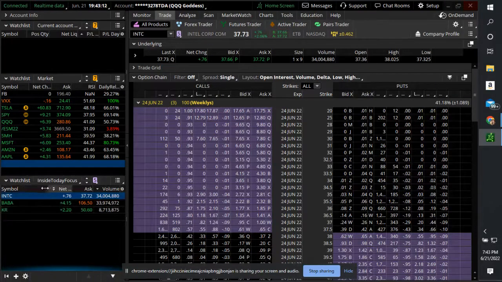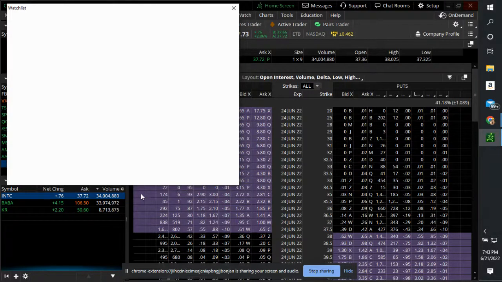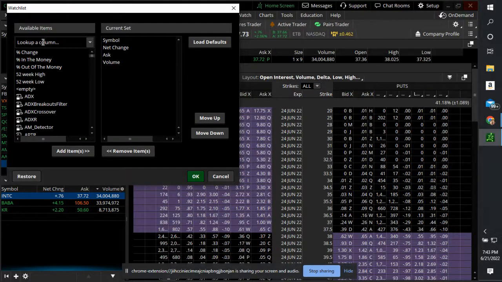So the one thing that I look at is the volume. I also look at the ATR. So on your Thinkorswim watch list, if you do not have the ATR, which is the average true range, meaning how much a stock can possibly move a day, I highly recommend that you add it.